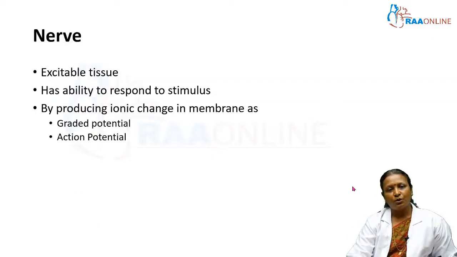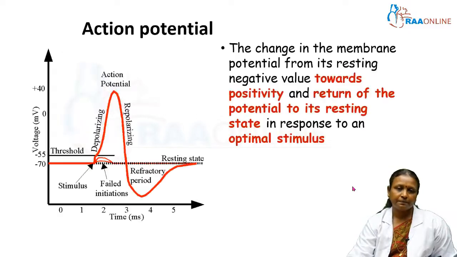So, nerve is one of the excitable tissue. It has the ability to respond to stimulus. The stimulus can be either chemical, mechanical or electrical. By producing an ionic change, it can either produce a graded potential or an action potential. Today's session is on action potential.